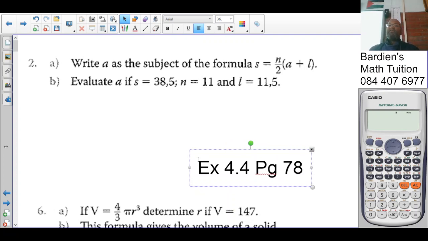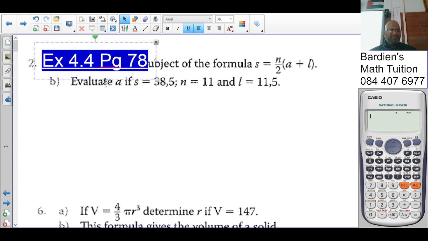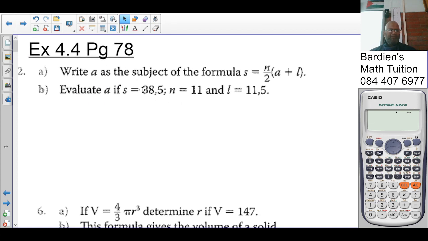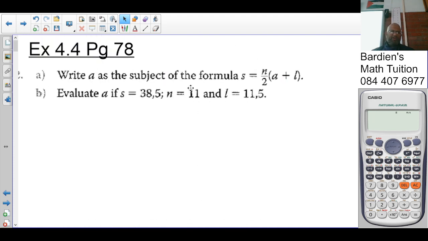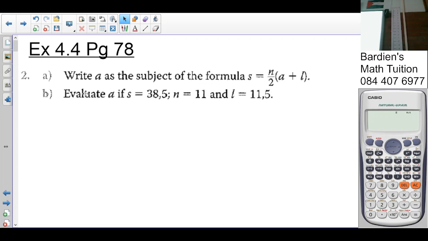75, 78. Okay. So in number 2 we are told to write A as the subject of the formula S is equal to n over 2 into A plus L. So to make A the subject of the formula, what do we need to do first? Get rid of the 2. So I multiply throughout by 2. You all okay with that?